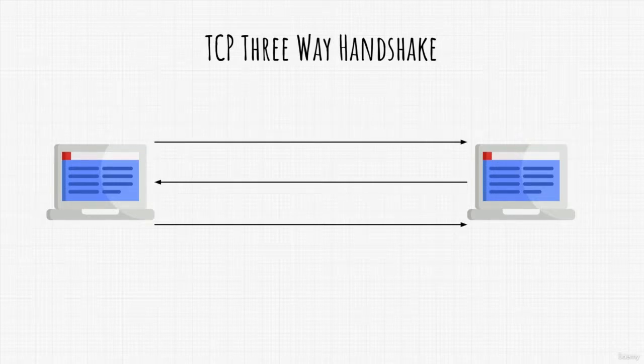The first one is SYN. In this step, the client wants to establish a connection with the server, so it sends a segment with SYN, which stands for Synchronize Sequence Number. It informs the server that the client wants to start communication and with what sequence number it starts the segments.